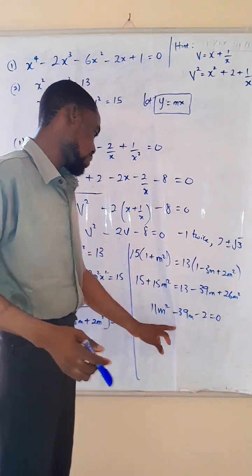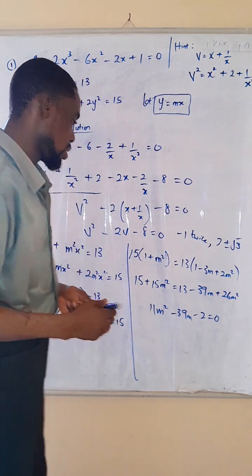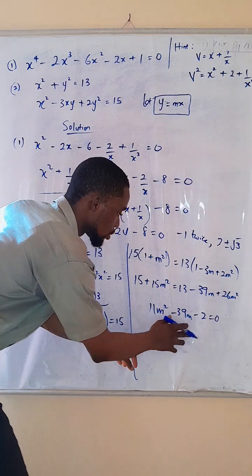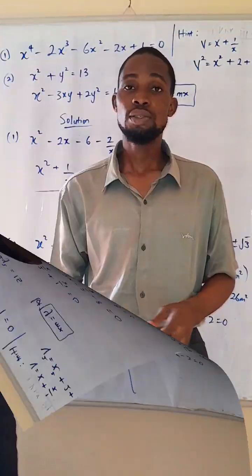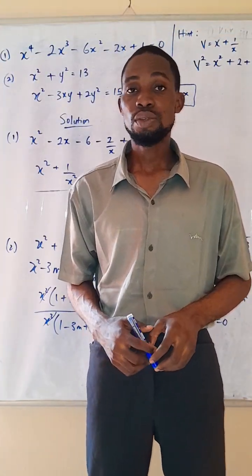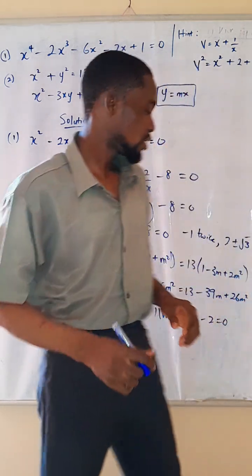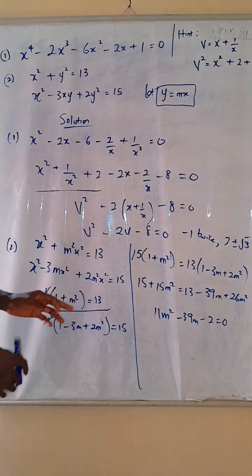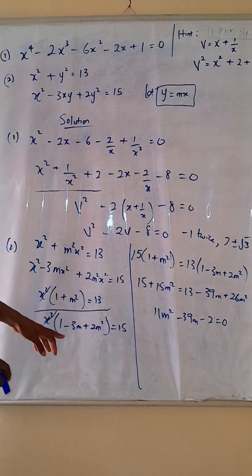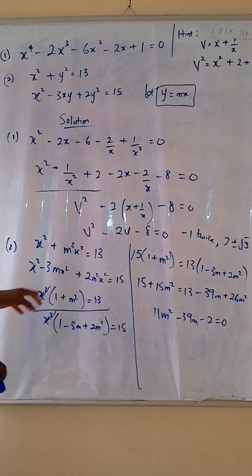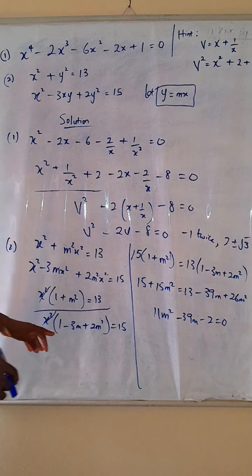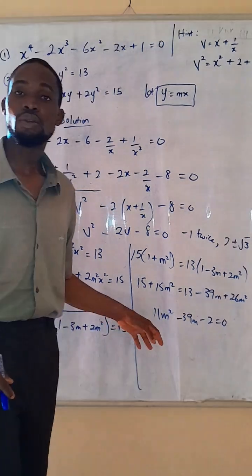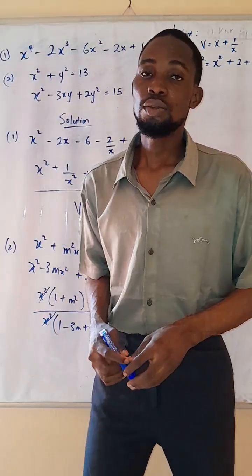At this point, we'll solve using the quadratic equation, using the completing square method. After solving, using the completing square method or formula method, what we're going to do is substitute your values of m into either this equation or this equation, where you have x squared into this equals 13, or x squared into this equals 15. From there, you get your values of x, and you are good to go. See you in my next video.